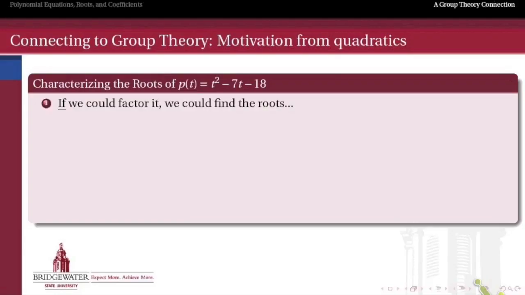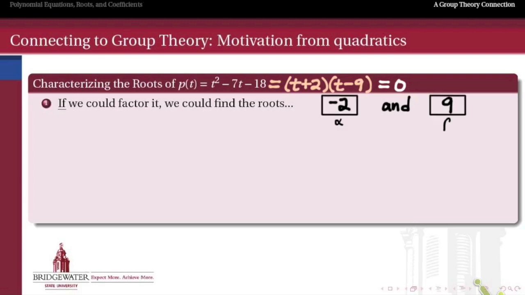So let's get down to basics. Let's take a quadratic polynomial, t squared minus 7t minus 18. If I can factor it, then I can find what the roots are. And this one happens to be simple enough to factor, (t plus 2)(t minus 9), and from the zero factor property, I know what the roots are, negative 2 and 9. Let's call those alpha and beta.